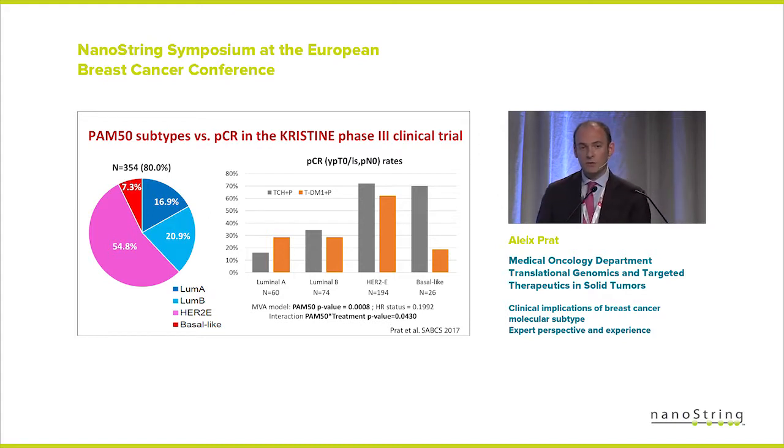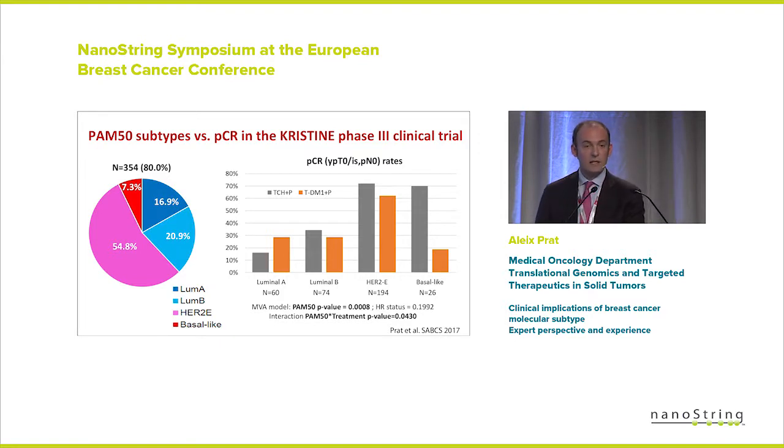Here you see the distribution of the subtypes, which once again looks pretty much like what I showed you before. The vast majority are HER2-enriched. We see basals, we see luminal A's, we see luminal B's. And on the right, you see the PCR rates in both arms. We can clearly see that the HER2-enriched achieves the highest PCR rates, between 60 to 70%, and there's not much difference between the two arms.